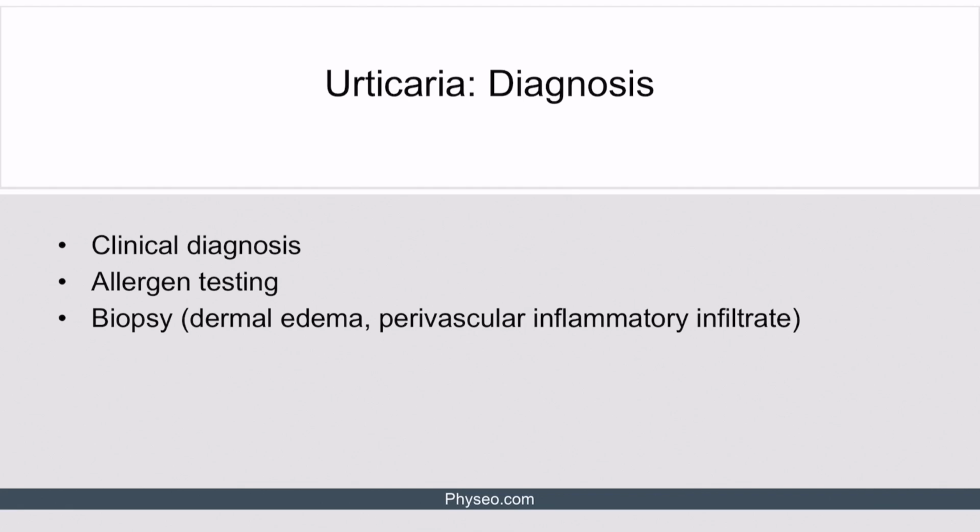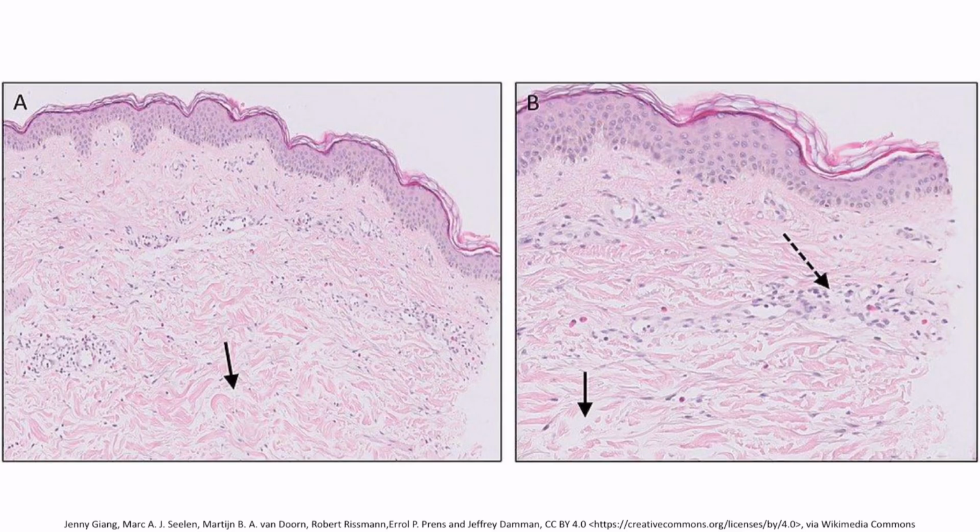Coming to diagnosis. Urticaria is usually a clinical diagnosis. To find the etiology, allergen testing can be done. Lastly, although not usually indicated, biopsy of a lesion can provide definitive diagnosis. The histologic features include dermal edema and perivascular inflammatory infiltrate. Here we can see histopathologic changes seen in urticaria. The solid arrows are showing dermal edema, while the dashed arrow is showing perivascular inflammatory infiltrate.